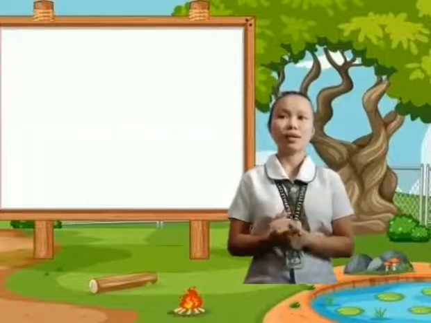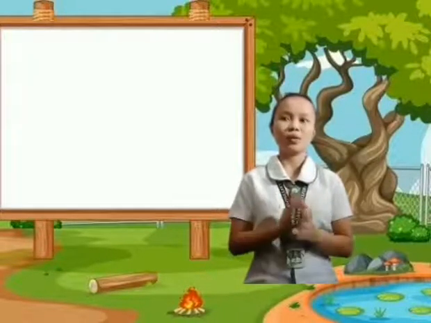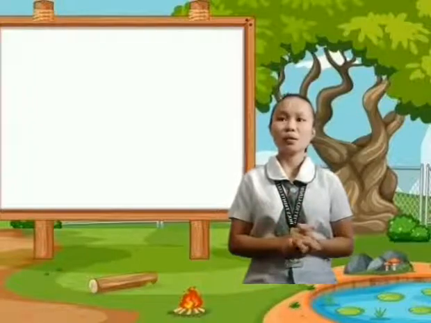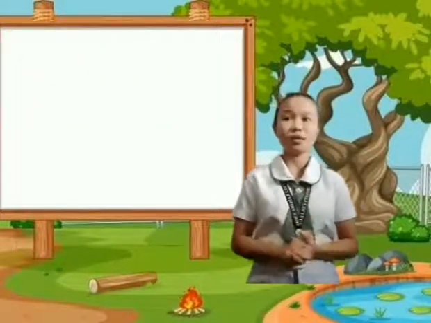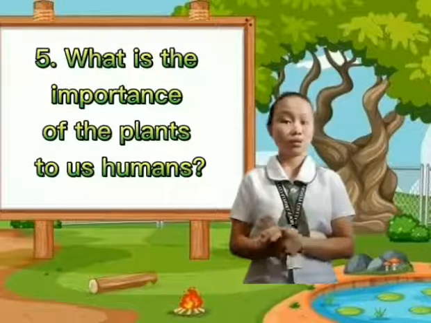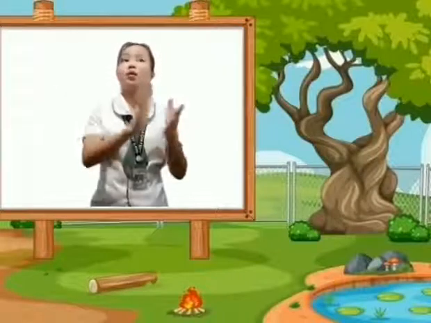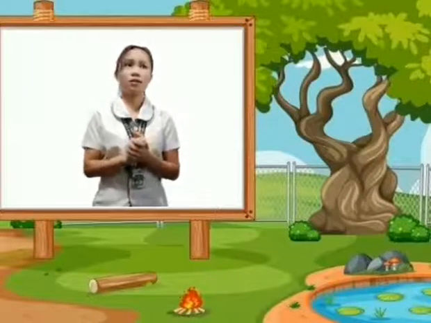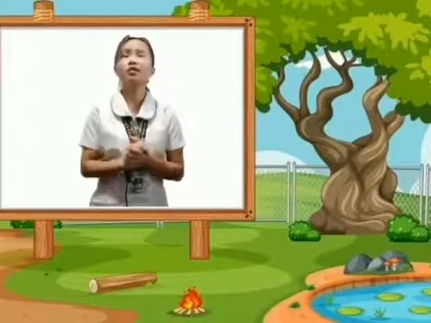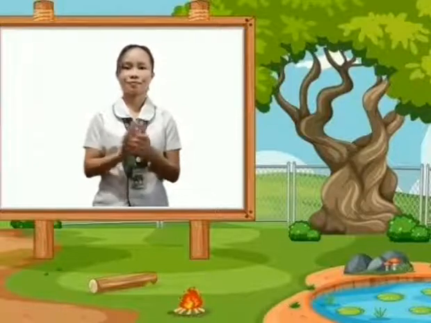What does it look like? What does it feel like? Can you identify what shade it is? And the fourth one, what are the needs of plants in order to live? And the last one, what is the importance of plants to us humans? Each group will discuss in front what you have observed on the plant. Okay, very good. You all did great on your activity. Give yourselves a round of applause.